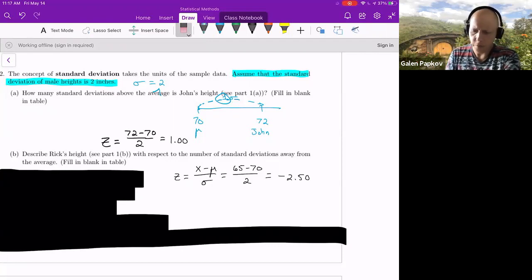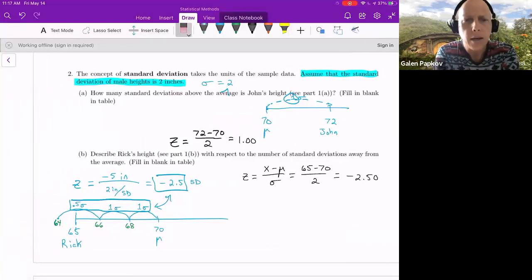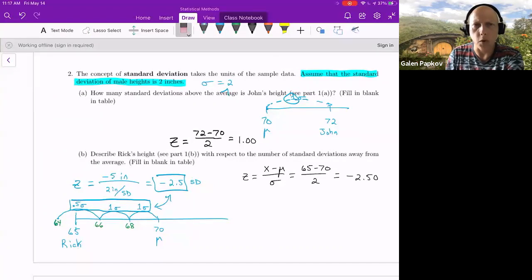Right. Intuitively, that is going to look like this here in blue with some green. So the average height is 70, and stepping 1 standard deviation to the left gets us to 68, because remember, 1 standard deviation is 2 inches. Another standard deviation to the left brings us to 66. He is 65, so we need half a step more, or half a standard deviation. So that's going to be 1, 2, 2.5 standard deviations down or to the left, which is why it's going to be negative. And that's all a z-score is.